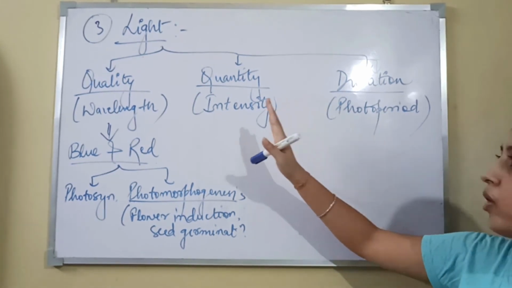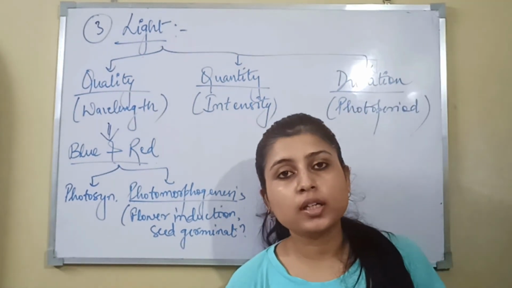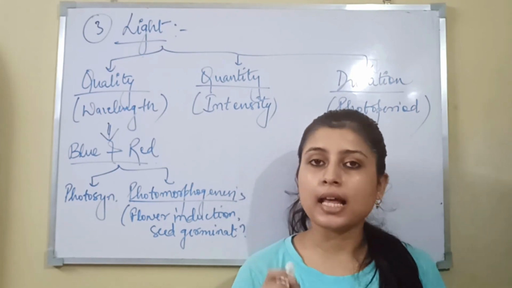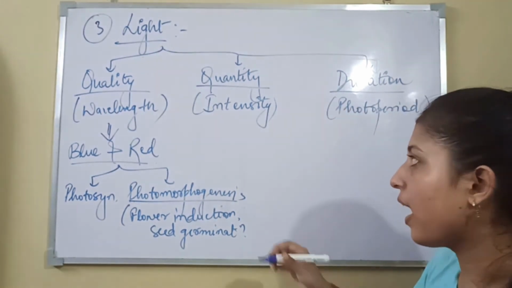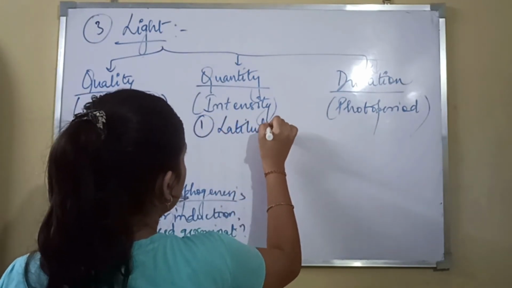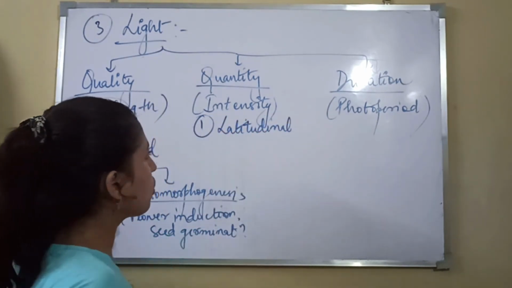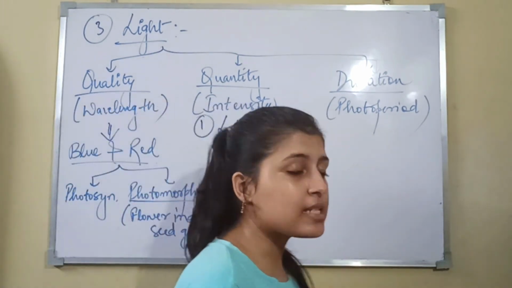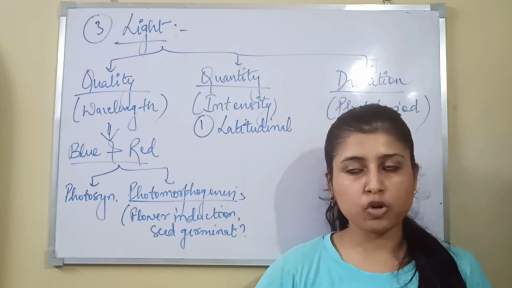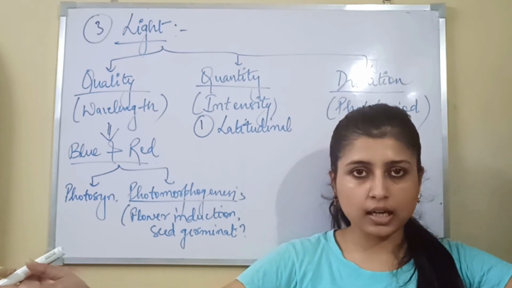Then if you talk about the quantity part, quantity is related with the intensity. And I have told you just now that intensity varies through three factors. First of all, latitudinal change, right? I told you that higher altitudes will experience much lesser intensity of light than the plain areas, right? Because they will have more dispersed sunlight.